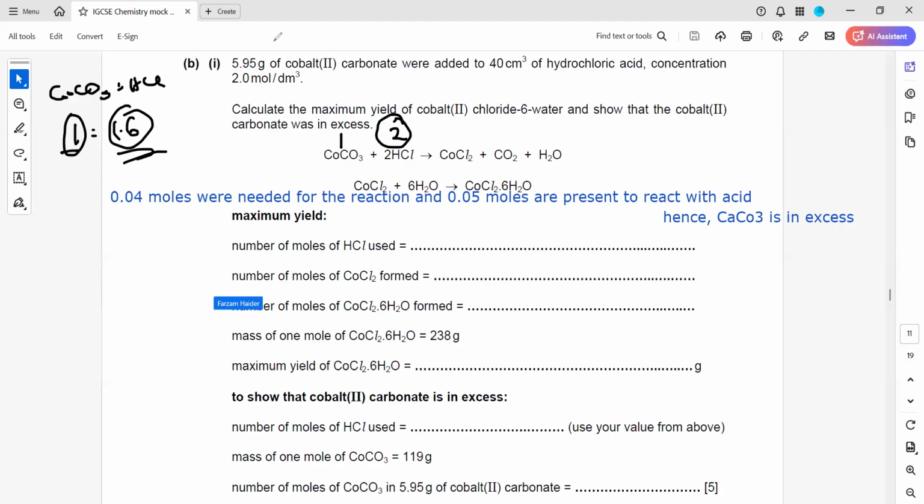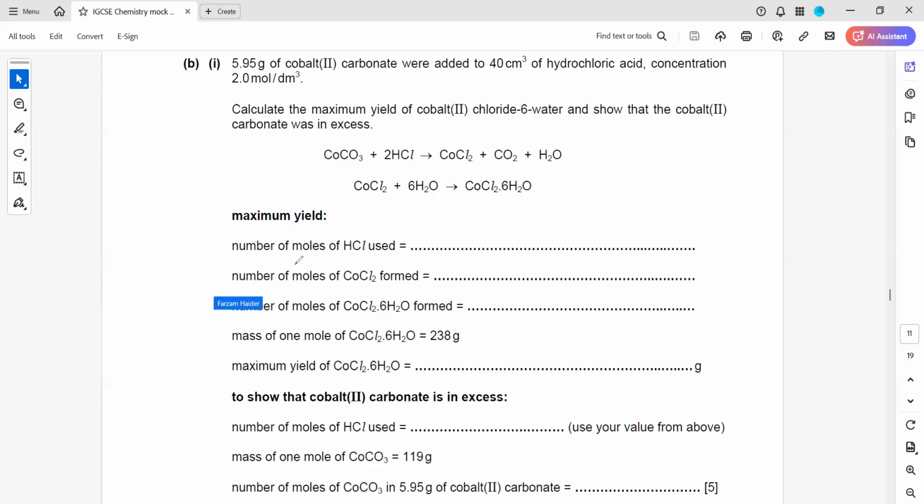So I'll repeat how we got this. The first part, we need the number of moles of HCl. So we were having a volume and a concentration. We multiply them. The volume was 0.04 and the concentration is 2. So we got 0.08 moles. How to get the moles of cobalt chloride?